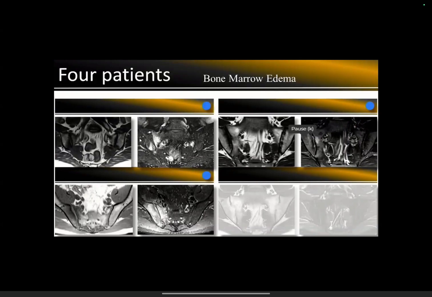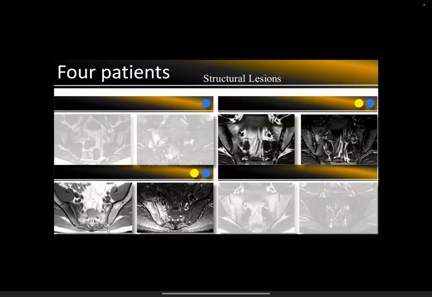In the first, second and third patients, what we are seeing is bone marrow edema. So there is bilateral involvement, meaning along the sacral as well as the iliac aspect. In the first patient we are seeing bone marrow edema. In the second patient also we are seeing bone marrow edema on both sides. So in the third patient, what are the other findings? We are seeing structural lesions, meaning joint space narrowing and subchondral sclerosis in the second and the third patient.